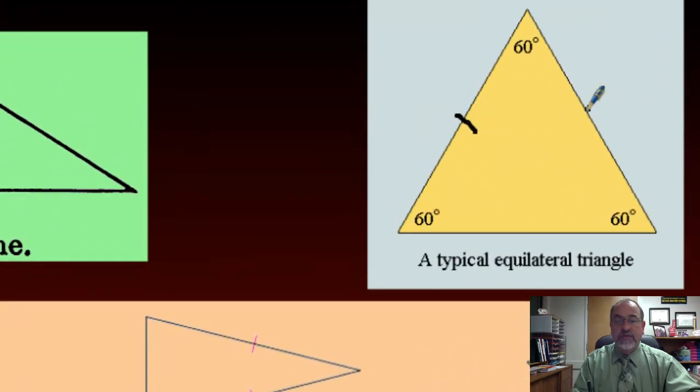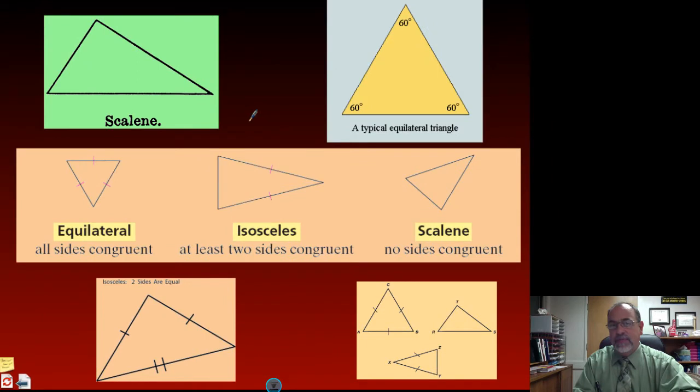Now you would have to be told this by putting tick marks on there, or there's a theorem later on that we'll talk about, where we can determine it by the measure of the angles, but that's a sneak peek into something else. The second type of triangle is an isosceles, and we'll do a lot of work with isosceles. This is where you have at least two sides congruent. And notice it says at least two sides, so it doesn't say exactly two sides congruent.